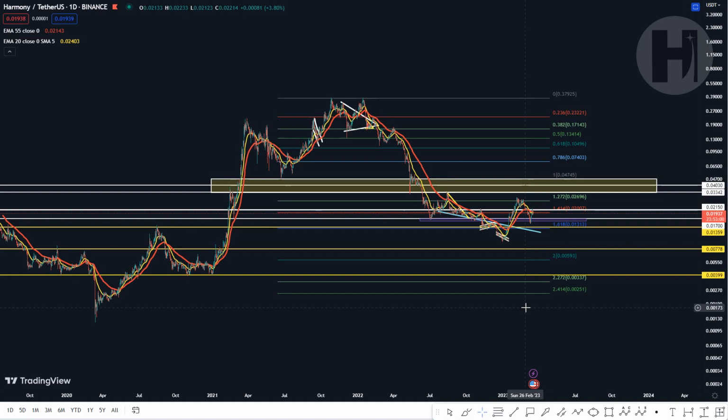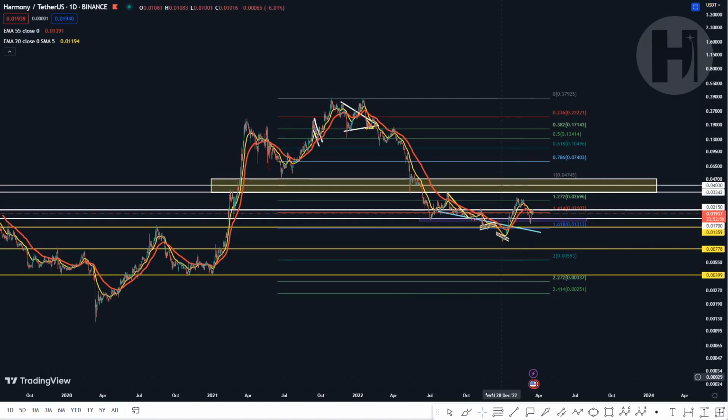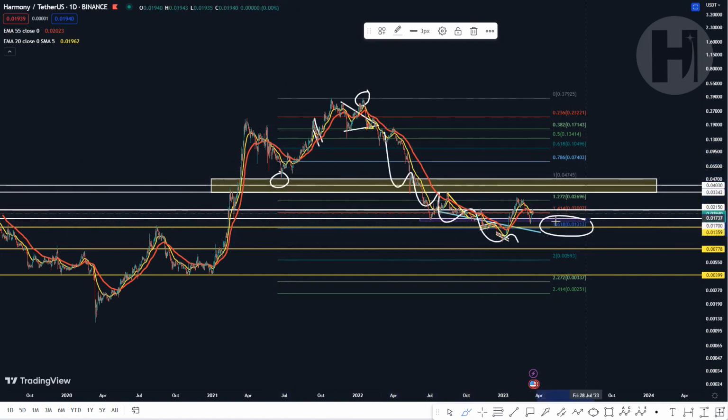Now, let's jump straight into the TA. Taking a look at the daily chart, as you can see, we have our swing high printed in January last year and the swing low printed in June of 2021. We retraced all the way down to the 1.618 at 0.01313.